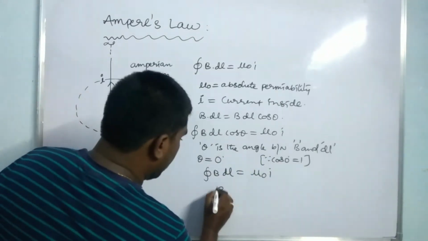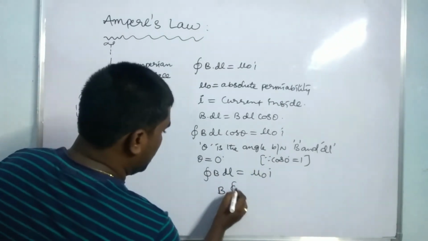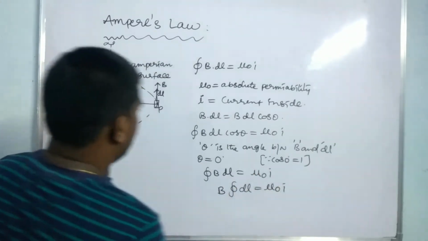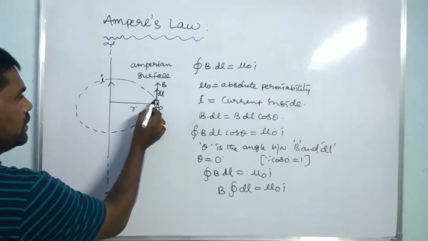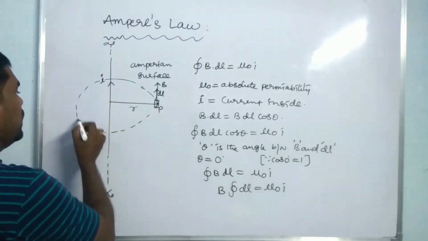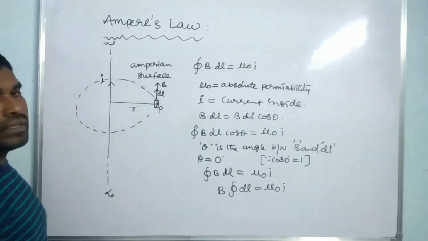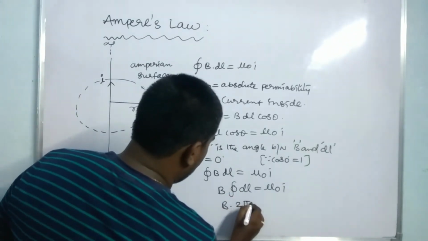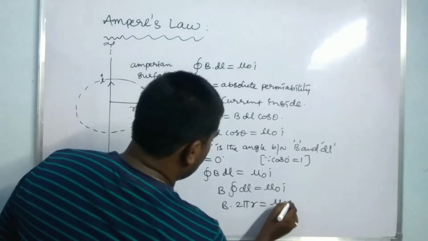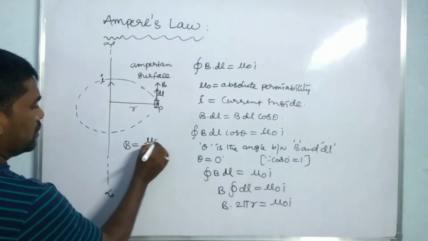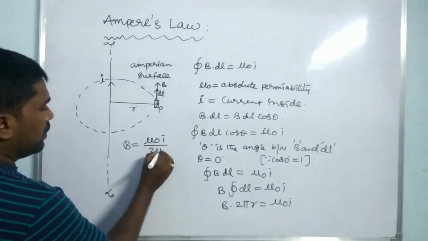So then you can write B is outside of the integral, and it is the integral of dl into mu naught I. Here, if the integral of dl is possible, then you can find the total circumference of the circle. The circumference of the circle is 2 pi r, so B into 2 pi r is equal to mu naught I, where you need to find B only, so B is mu naught I by 2 pi r.